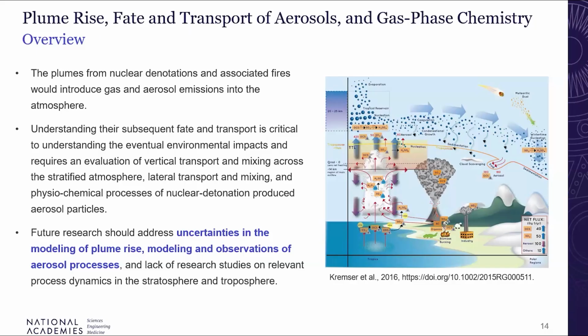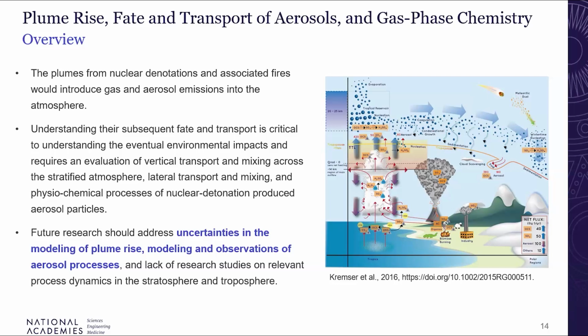This chapter, chapter 4, talks about the fate and transport of aerosols and the gas phase chemistries. It basically lays out the foundations for how particulate and gaseous material are produced by nuclear detonations and how they could be transported, transformed, and distributed in the atmosphere, including the troposphere and higher up in the stratosphere. The factors associated with plume rise include the yield, the height of burst, and the environmental conditions in which the nuclear detonation occurred, and unknowns such as the vertical distribution of water vapor could also affect the plume rise.